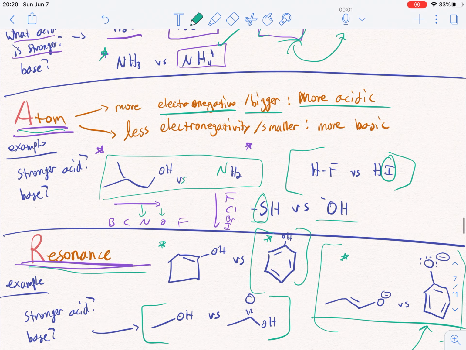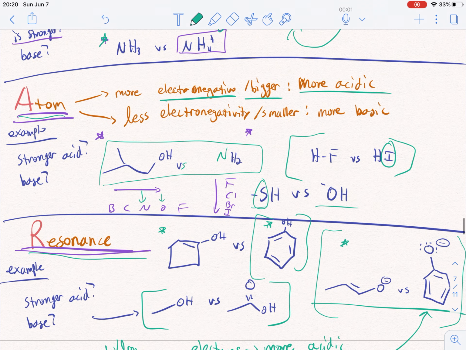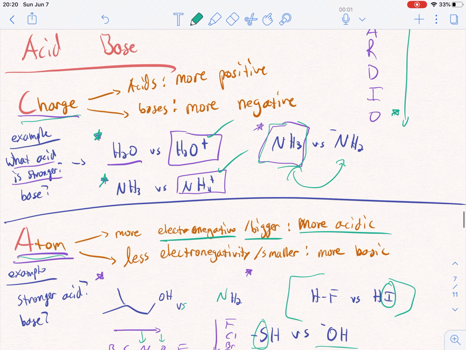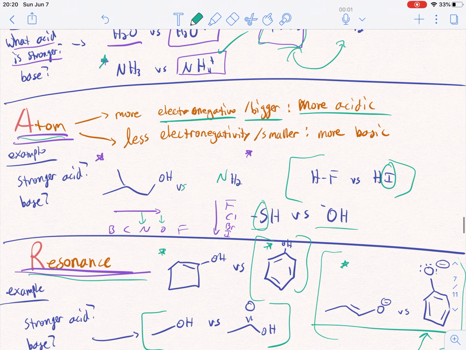Moving on to atom. The more electronegative and bigger the atom, the more acidic. The less electronegative and smaller the atom, the more basic. I'm not going to do all of these because I think it would be nice for you guys to do some on your own, if you don't have these on the SI sheet already. But here, let's just do this one. This is a simple one.